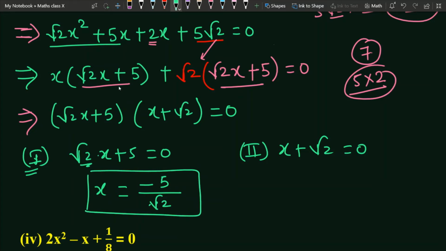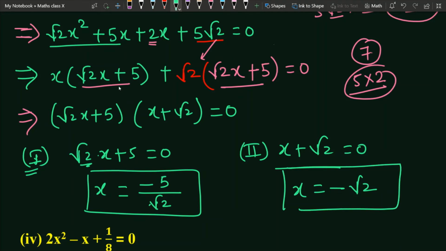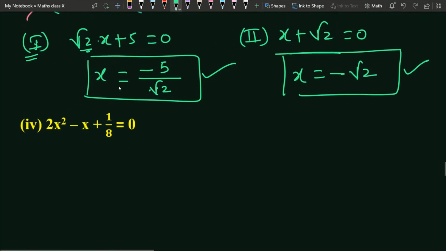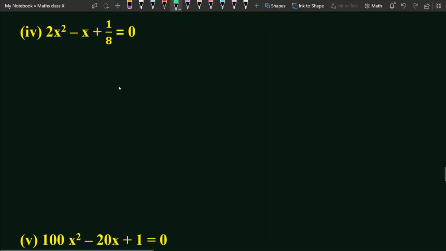That's it. What about this? x is equal to, this is plus root 2. After shifting to the right hand side, it will be minus root 2. This is the answer. This is one. This is another one. Okay. Fine. Let's move to the next one.